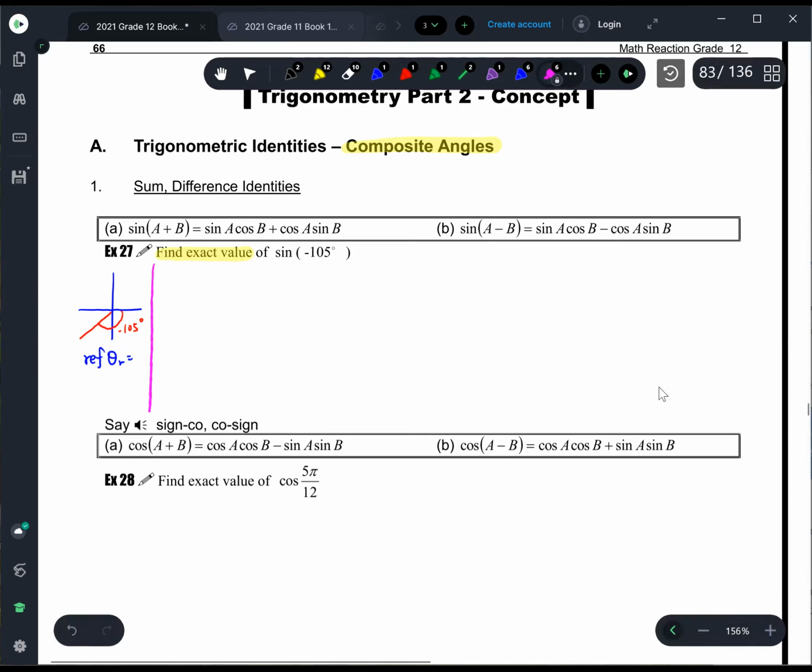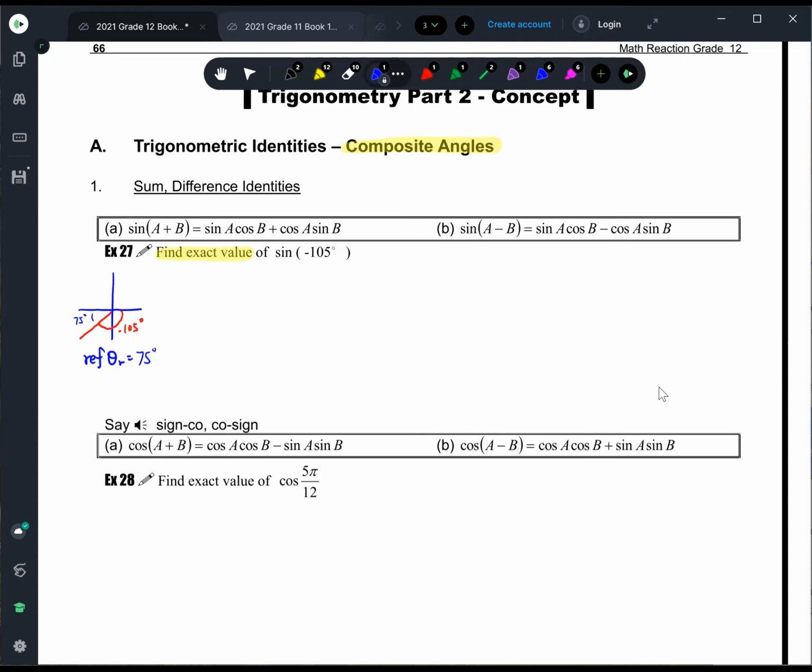Okay, Angela, what's the reference angle? 75. Thank you. 75 degrees. That's this part here. Remember, for the reference angle we don't have negative, it's just the size of it. So is 75 degrees a special angle? Sophie? No. Special angle refers to 30, 60, and 45. Because the reference angle is 75, we cannot get an exact value.